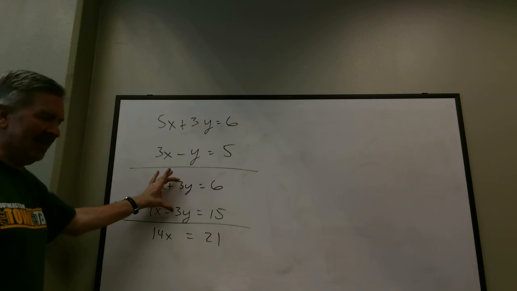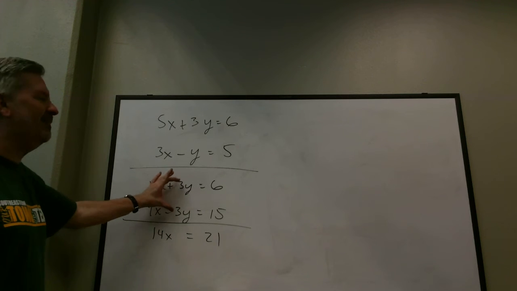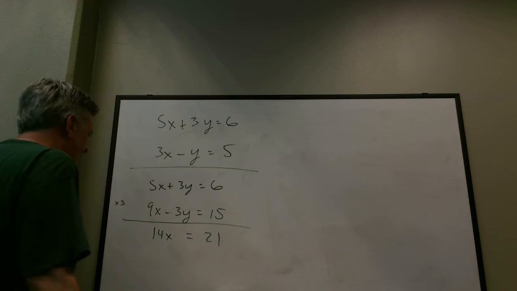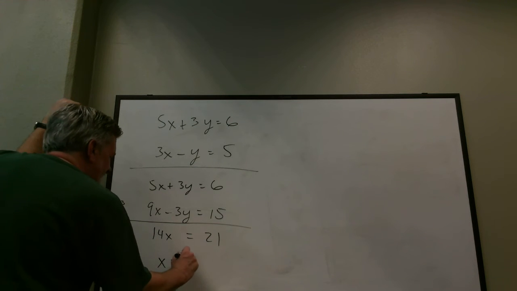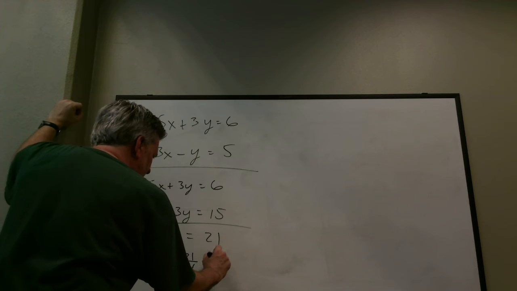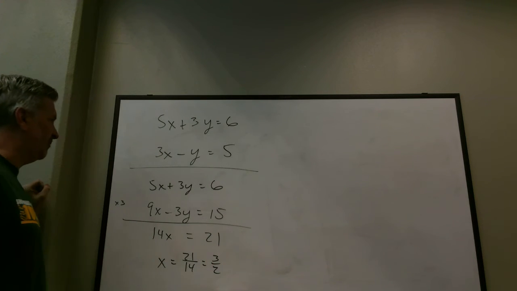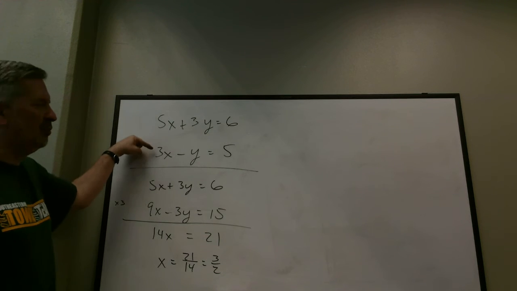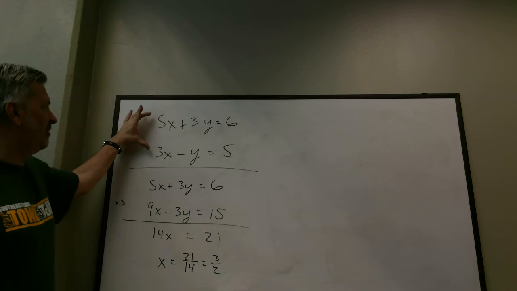Notice I've eliminated, this is what's called the elimination method, I eliminated the variable y, so I'm left with one equation and one variable. So notice if you divide both sides by 14, x is 21 over 14, but you can reduce that fraction. 7 goes into both, that's 3 halves. So x is 3 halves. Okay, now remember, a solution is an ordered pair. We have to go and find y. Now, it doesn't matter which equation you plug into, because remember, the solution has to work in both.